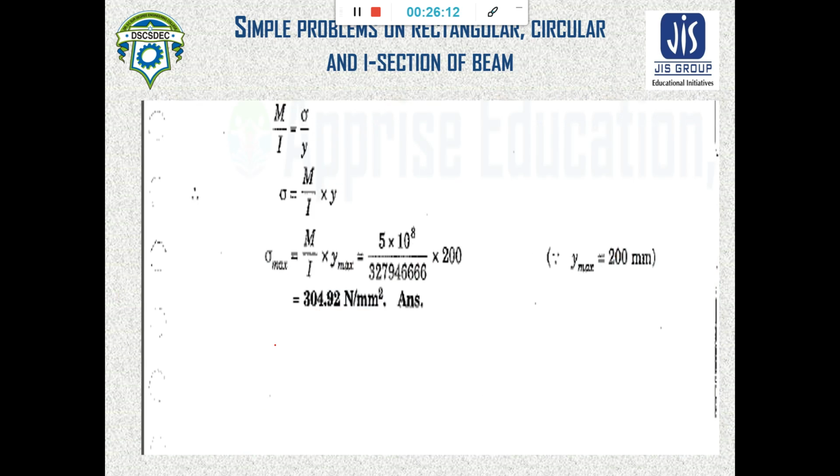Now from the relation M by I is equal to sigma by y, from this relation we can write sigma is equal to M by I into y. So for the maximum bending stress, sigma max is equal to M by I into y max. If we put the respective values, that would give us 304.92 Newton per millimeter square. So this is our answer.